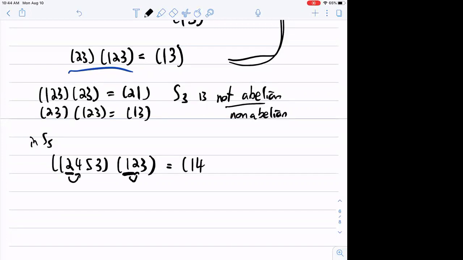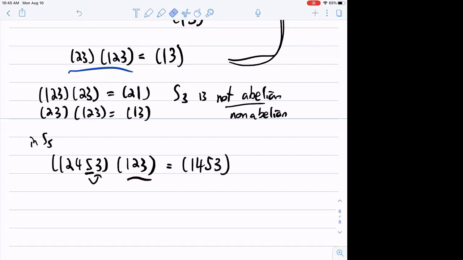Now you start again. You start with 4 and ask where it goes. There's no 4 here. Yeah. So again, you read right to left. There's no 4 here, so now you move here. Where does 4 go? 4 goes to 5. And then you start over again. You ask, where does 5 go? There's no 5 here, so you move left. There's a 5 here. 5 goes to 3.